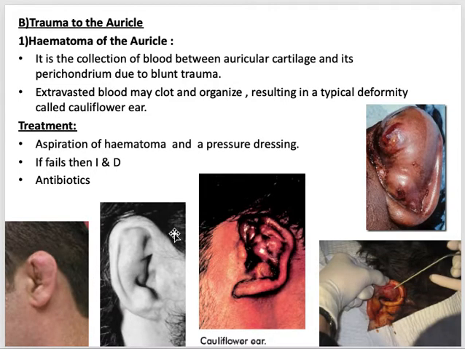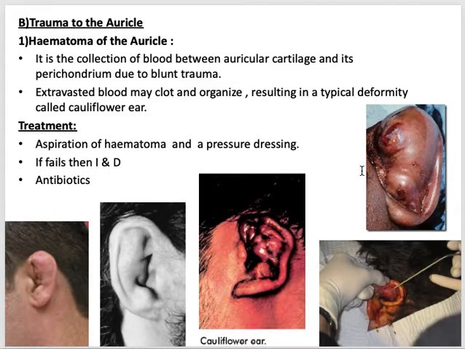Trauma to the auricle. Now, you can see here it is written hematoma of the auricle, and you can see a hematoma formation, the collection of blood. It is a collection of blood between the auricular cartilage and the perichondrium, and it is usually a result of fist fights or blunt trauma, especially in boxers or people who play contact sports like football and hockey.